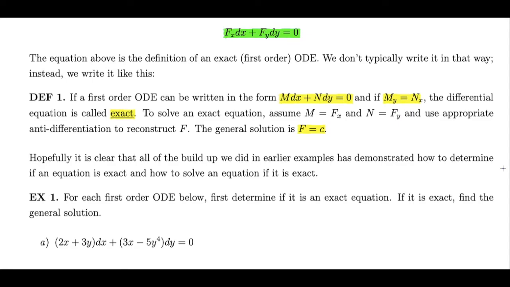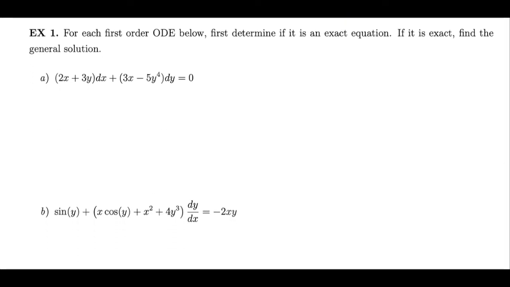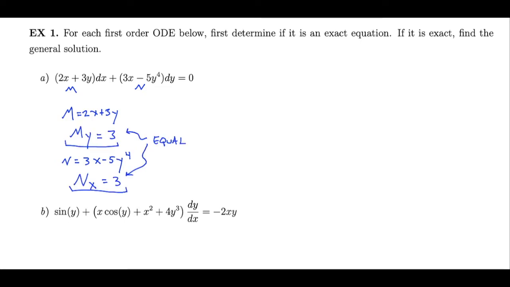Let's take a look at example 1. In example 1, we first want to test that the expression is an exact equation, and if it is, we'll find the general solution. The equation provided in example 1 already has the general structure that's required, so we can name these coefficient expressions capital M and capital N respectively, and then we can calculate the necessary partial derivative expressions and check if they are equal. In this case, the two expressions M sub y and N sub x both equal 3, so M sub y does equal N sub x. This confirms that our differential equation is an exact equation.